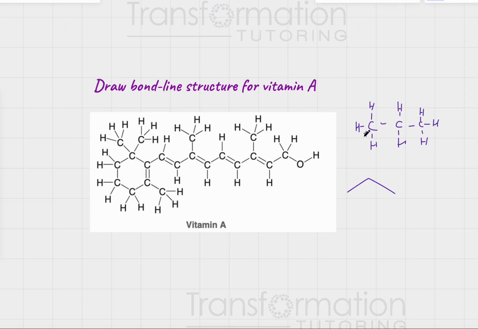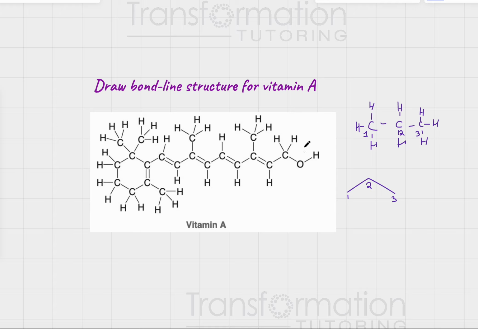So if this is my carbon 1, carbon 2, and carbon 3, I have carbon 1 here, carbon 2 here, carbon 3 here. Carbon 1 has one bond, and every carbon wants to have 4 bonds, so that means it has 3 hydrogens that are not shown, but it is assumed that they're there. Carbon 2 has 2 hydrogens that are not shown but assumed to be there. Carbon 3 has 3 hydrogens that are assumed to be there.